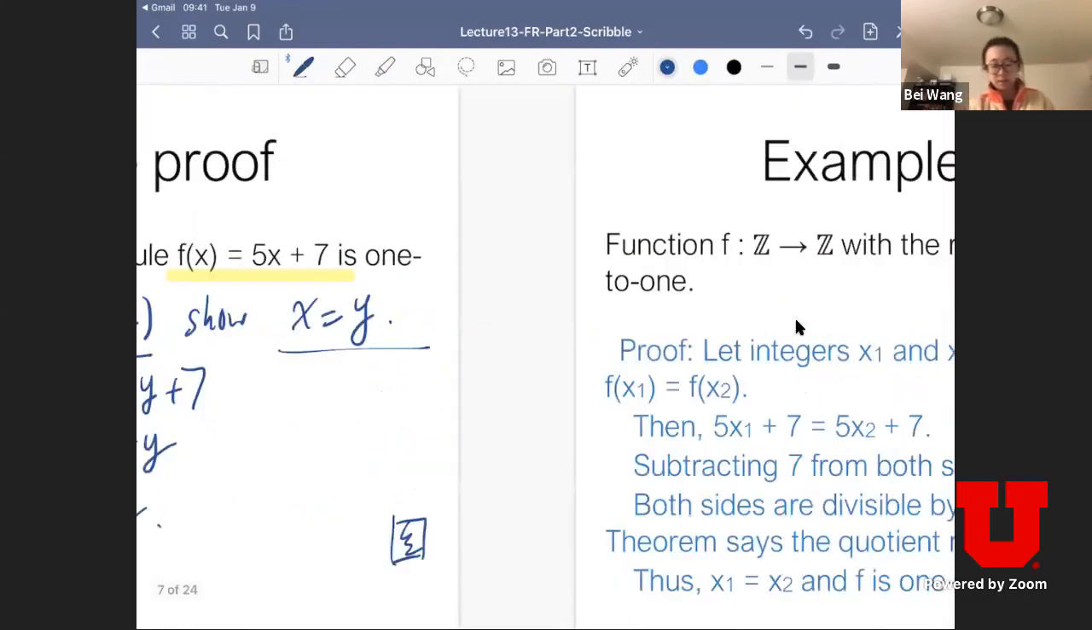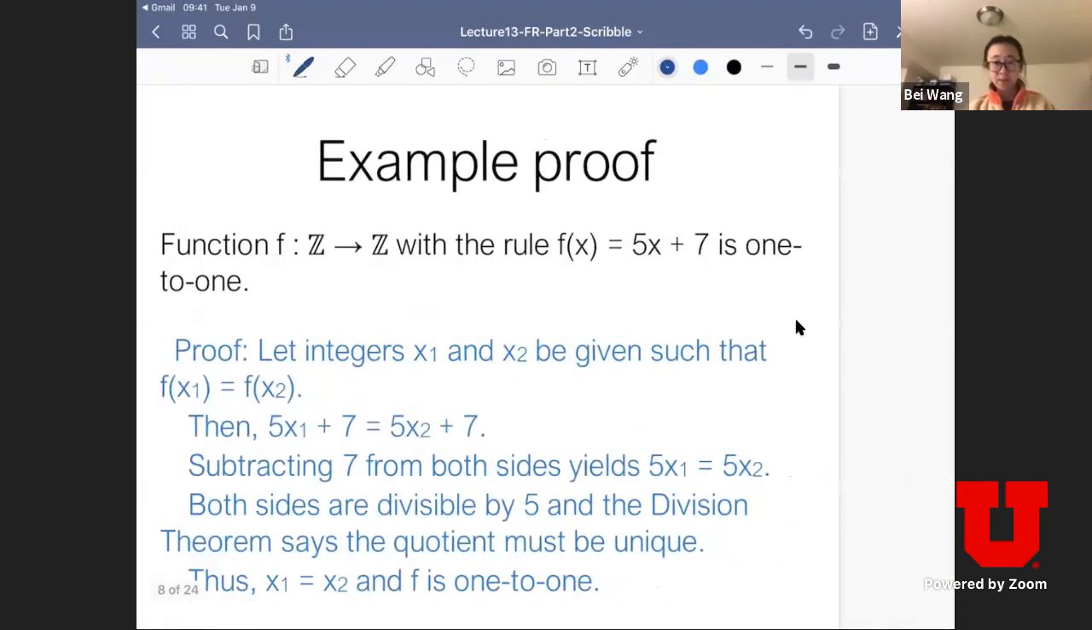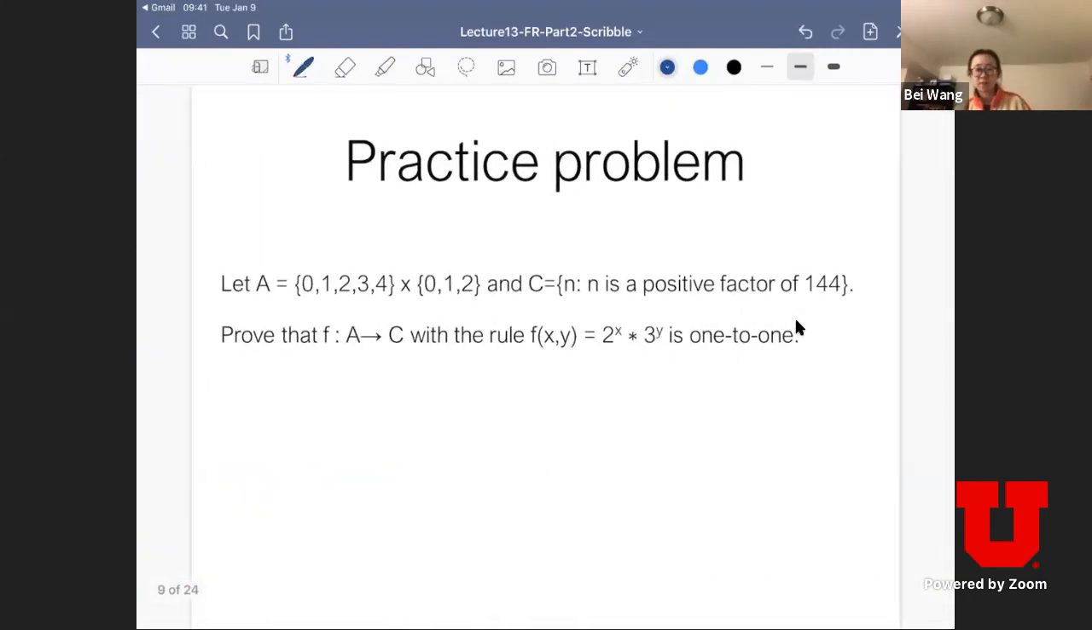So this is a detailed way of writing it down. Now look at the practice problem.